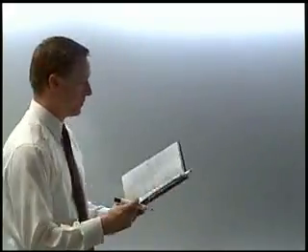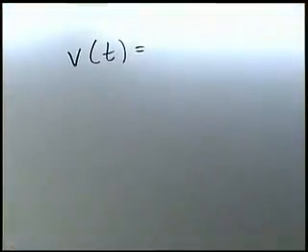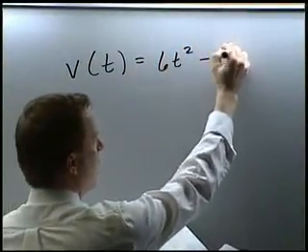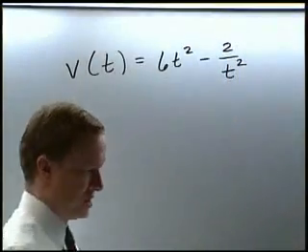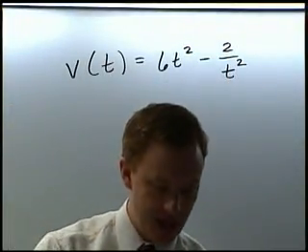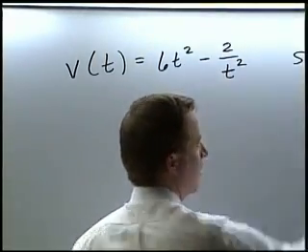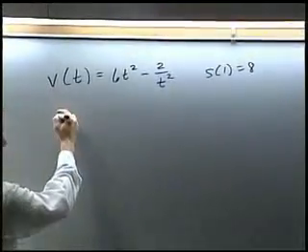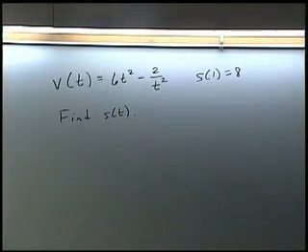Okay, and I'm going to take this first example here. It says, suppose that the velocity of a function at time t is given by this equation, 6t squared minus 2 divided by t, 2 divided by t squared, I guess. Okay? And it says s of 1 equals 8. And they want us to find the original position function s of t. Okay? So here's what this question deals with.